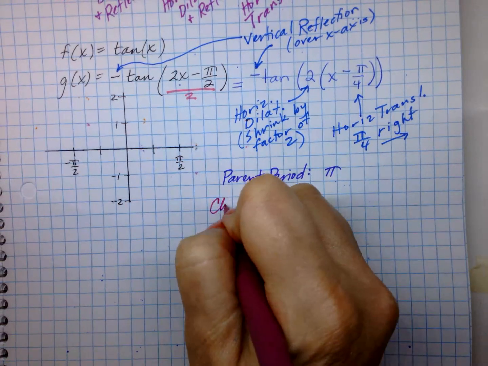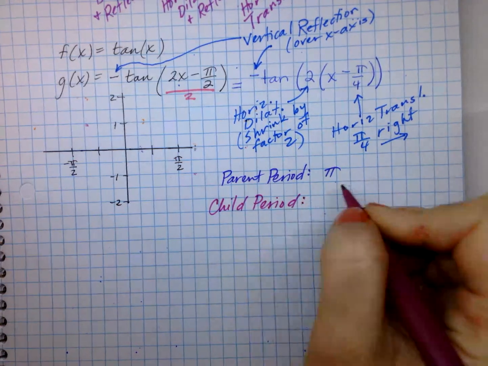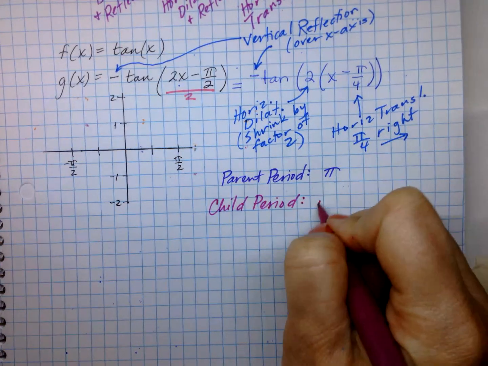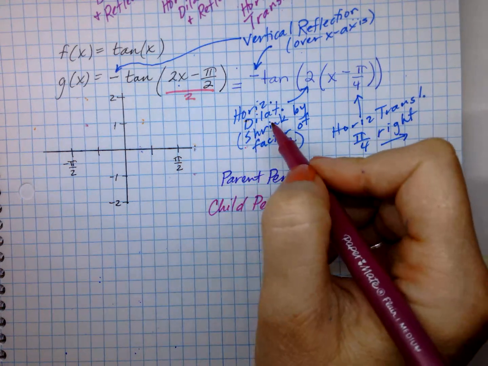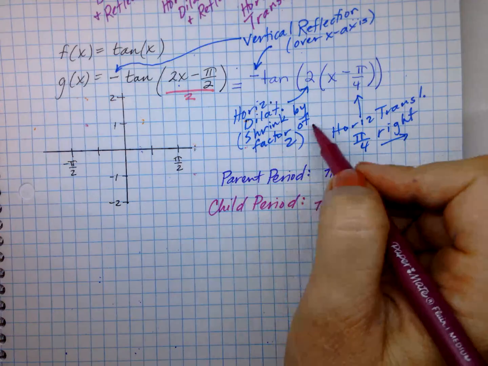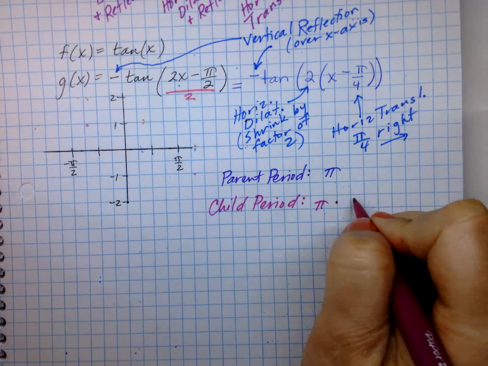Okay, well, now let's do the child period. To get the child period, I'm going to take the parent period and then perform the horizontal dilation on it. So I'm going to shrink it by a factor of 2. Well, that doesn't mean I'm multiplying it by 2. That means I'm cutting it in half.